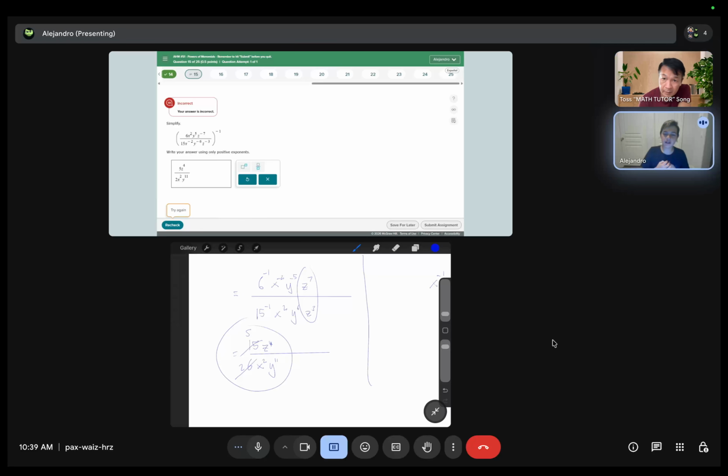Oh wait, I think I know what happened. I think shouldn't it be an x to the fourth power and not to the second power? Because when we brought the negative two, you told me that, right? Yeah, you even said it. Yes. Sorry, it's a fourth power.